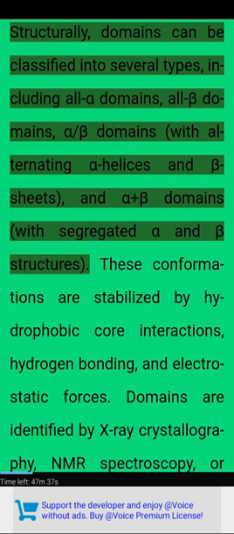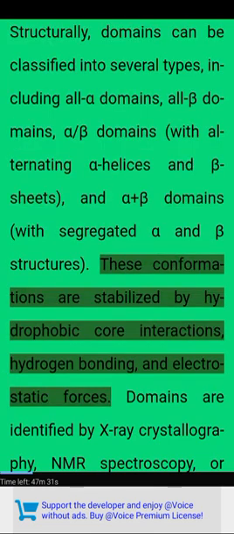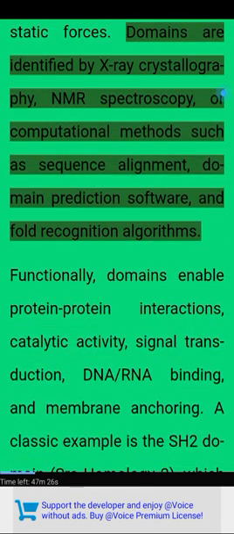Structurally, domains can be classified into several types, including all alpha domains, all beta domains, alpha/beta domains with alternating alpha helices and beta sheets, and alpha plus beta domains with segregated alpha and beta structures. These conformations are stabilized by hydrophobic core interactions, hydrogen bonding, and electrostatic forces. Domains are identified by X-ray crystallography, NMR spectroscopy, or computational methods such as sequence alignment, domain prediction software, and fold recognition algorithms.